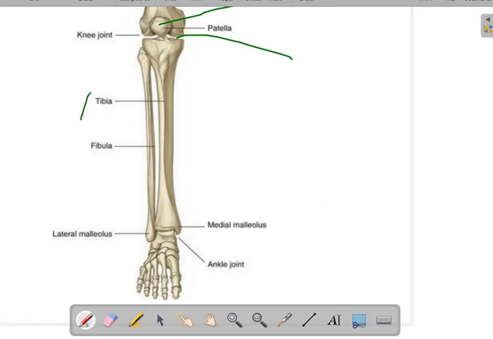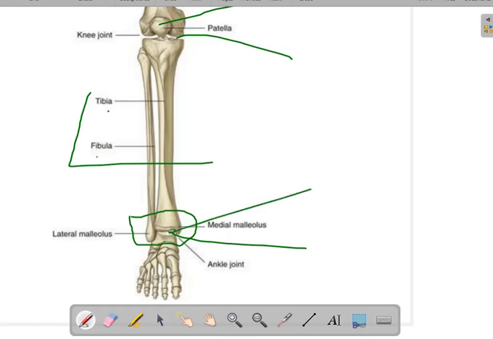And these are the bones of the leg, the tibia medially and the fibula laterally. These are the articulation between the tibia and the fibula and the tarsal bone to form the ankle joint. This is the tibia, which forms the medial bone of the leg, and the fibula forms the lateral bone of the leg, articulating with the tarsal bone at the ankle joint. This is the ankle joint.